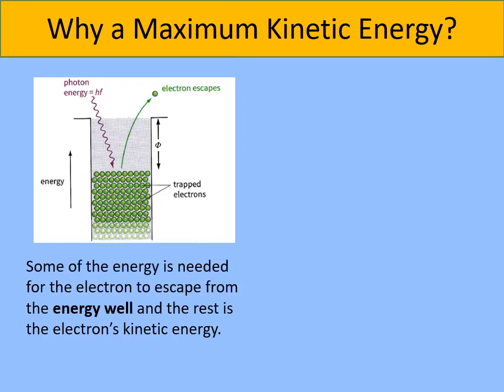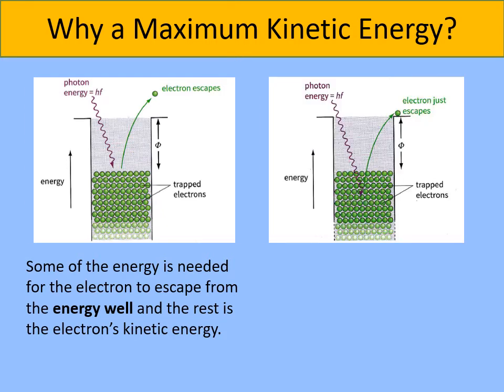Okay, so some of the energy is needed for the electron to escape from the energy well, and the rest is the electron's kinetic energy. Now, that's one scenario, but there is another scenario. What if the photon is absorbed by an electron that is lower in the energy well? Well, the electron will have less kinetic energy than the kinetic energy maximum.